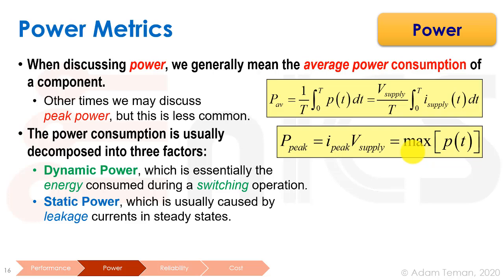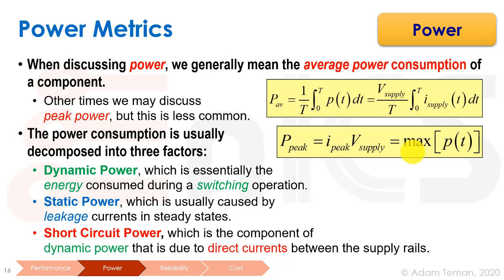It's just wasted power, in fact. And short circuit power, which is kind of somewhere in between dynamic and static power. It's part of the dynamic power because short circuit power happens during switching operations, but it's a direct current between the supply rails, similar to static power. So it's this dynamic power that is wasted due to allowing a resistive path between the rails, and it's just wasted power as well.